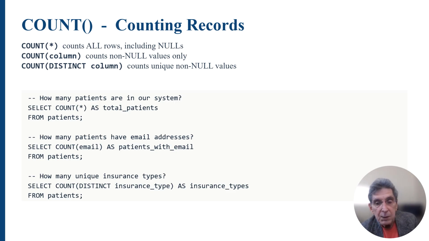Let's look at these code examples. The first query answers the question, how many patients are in our system? Count star as, and giving it an alias, total patients, if you're going to use the data in a report, from patients. Straightforward, simple code. It's going to give you the number of rows in your table, the number of patients in your database.